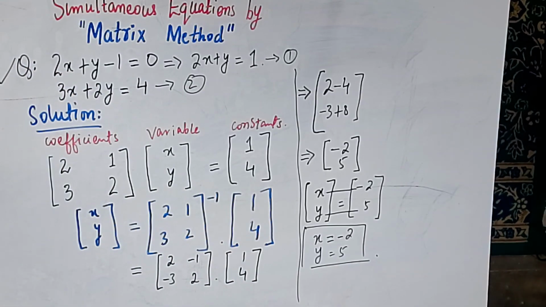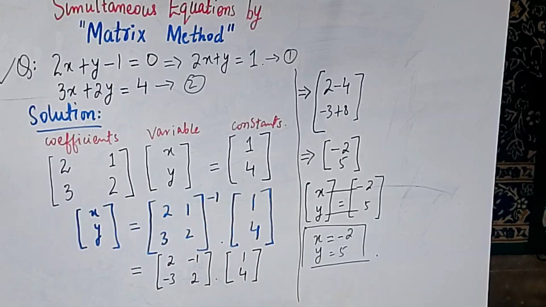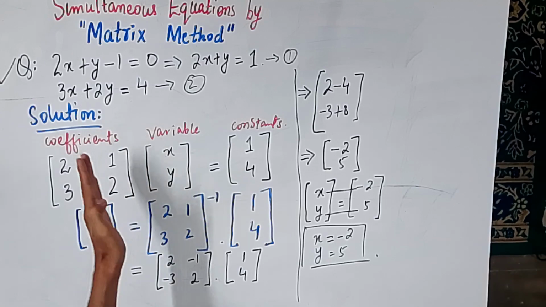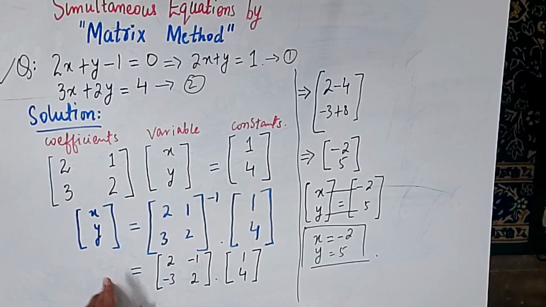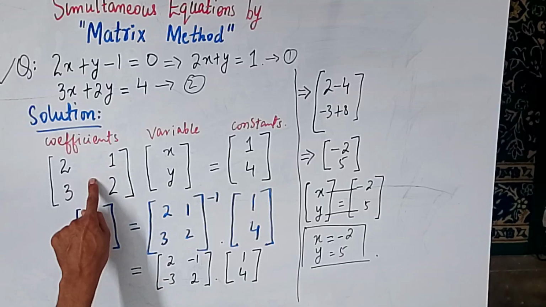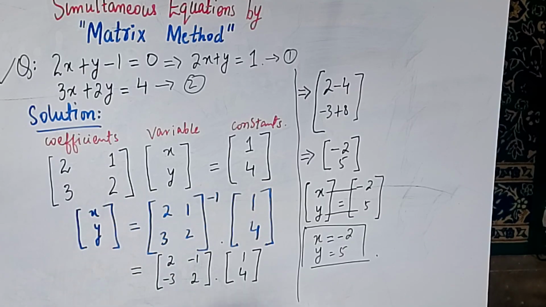So this is how we do the matrix inversion method to solve simultaneous equations. First of all, we need to write three matrices: matrix of coefficients, matrix of variables, and matrix of constants. But before starting, you need to make your equation in this form, where the constant should be after equals to, and then you can directly find the inverse of the coefficients matrix, and you know how to find the inverse, adjoint upon determinant A.